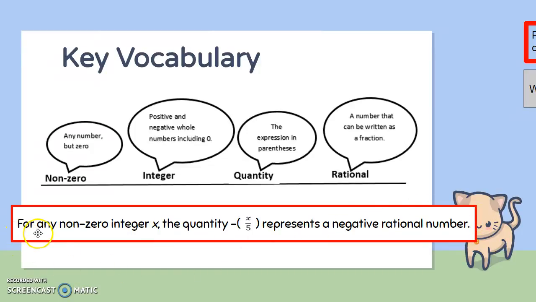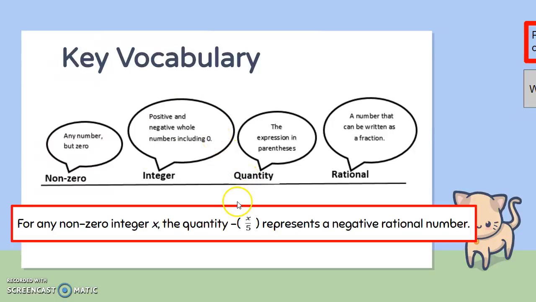So the statement says, for any non-zero integer x, the quantity, the opposite of x over 5, represents a negative rational number. There's a lot of math words in that sentence. So since you've got to be prepared for your math fight tomorrow, let's at least go over the vocabulary, okay? Non-zero. So on your notes, please write down for non-zero that a non-zero number is any number but 0. Integer, we learned the definition of integer in Unit 1. And integers are positive and negative whole numbers, including 0. Make sure you write down that definition.